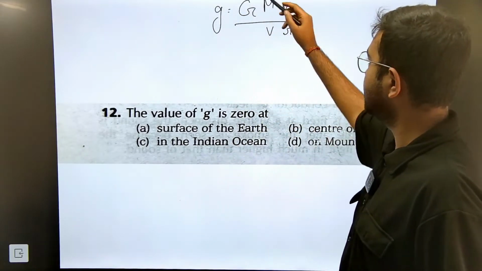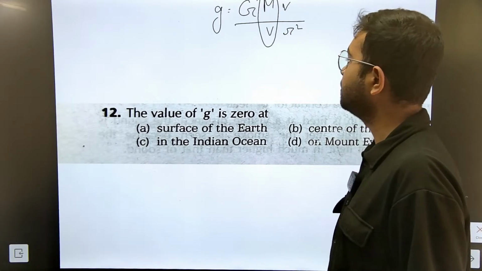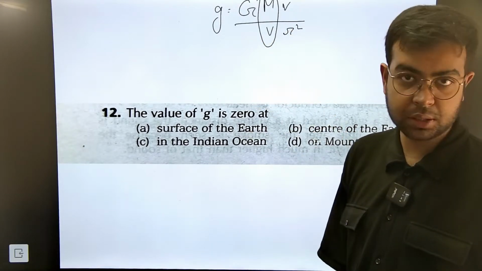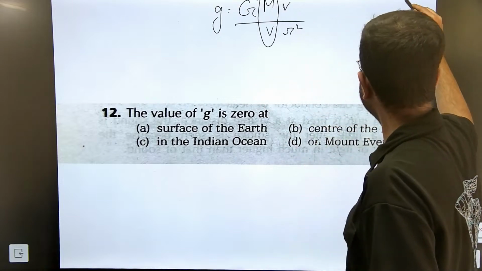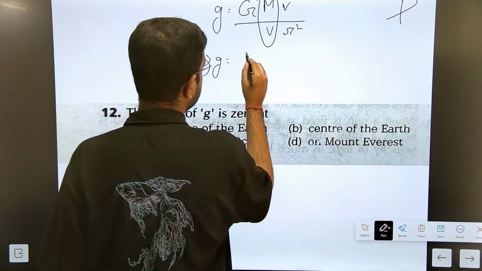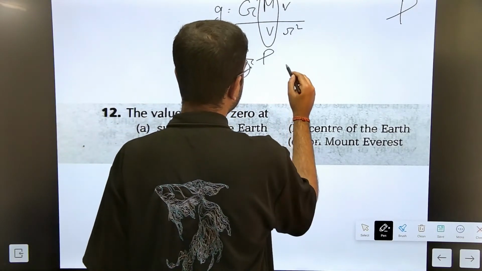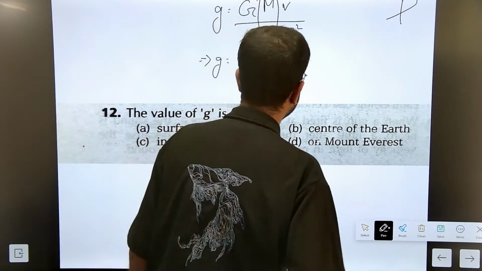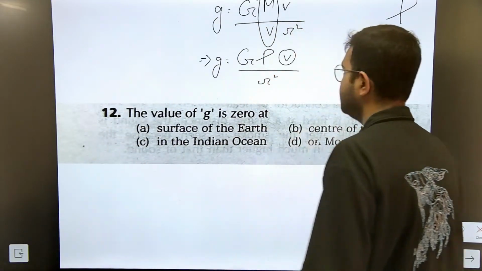Sorry. Now look at this thing. After bringing the G down here, we get that M by V is nothing but the density of Earth, because the volume that we're taking here is the volume of the Earth. ठीक है? Now हमें क्या मिल रहा है? If density is denoted as rho, what we are getting is g is equal to gravitational constant into rho into volume by R square.